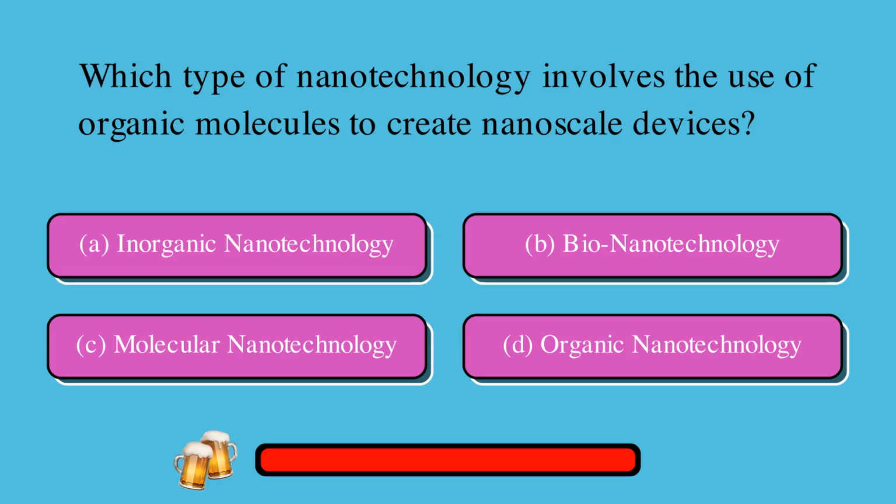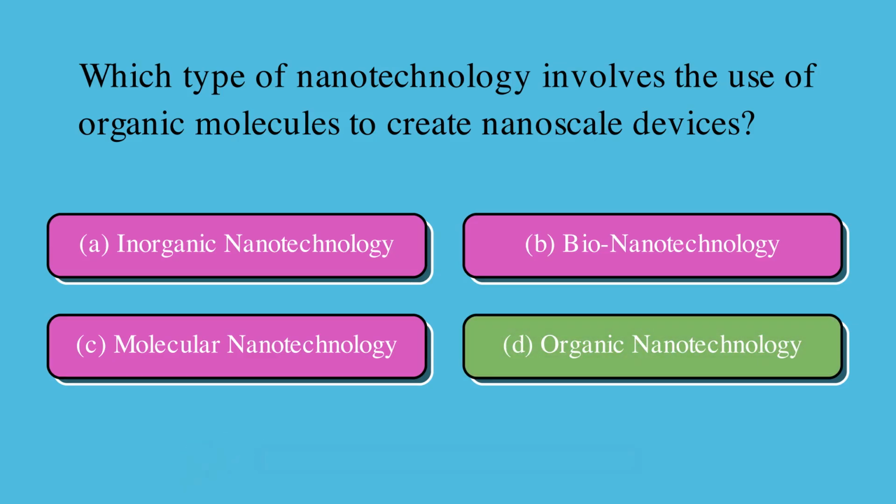Which type of nanotechnology involves the use of organic molecules to create nanoscale devices? Is it A, inorganic nanotechnology, or B, bio-nanotechnology, or C, molecular nanotechnology, or D, organic nanotechnology? The correct answer is D, organic nanotechnology.